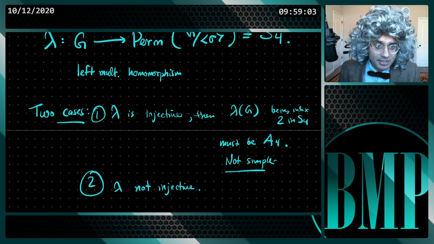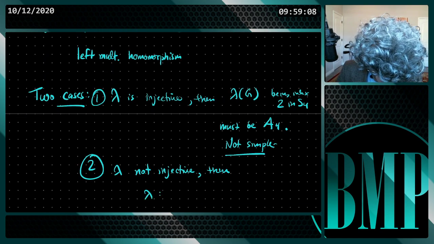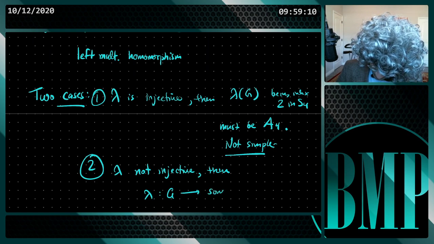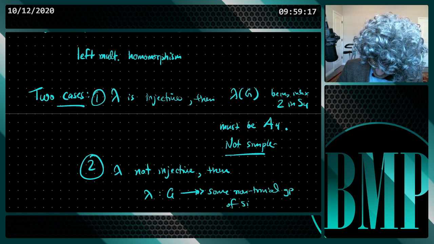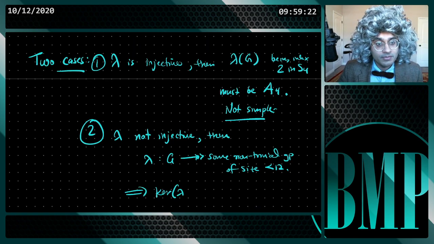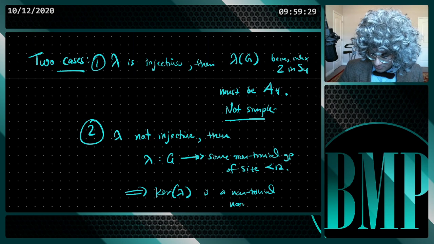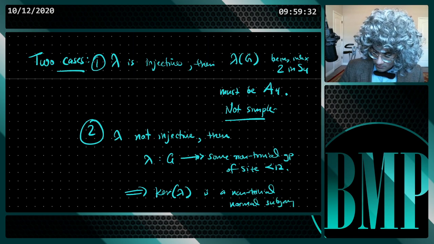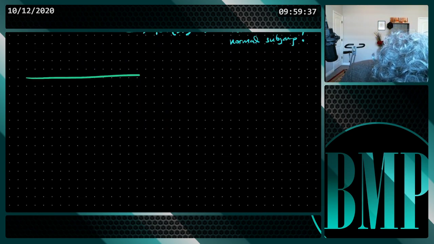So if lambda is not injective, then lambda goes from G and surjects onto some non-trivial group of size less than 12. Then you look at the kernel. The kernel is a non-trivial normal subgroup. All right, so that's 12 done another way.